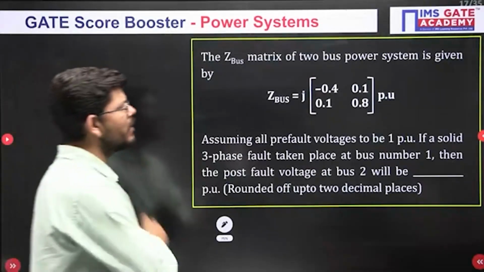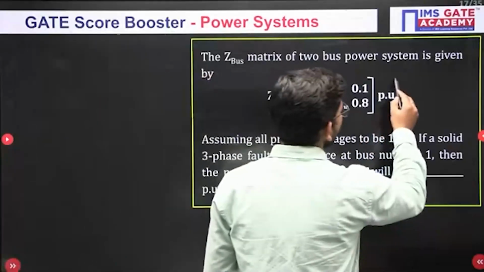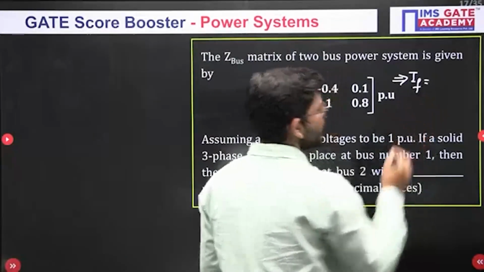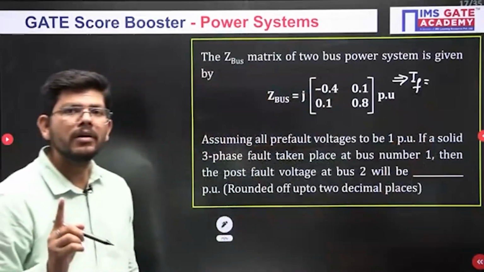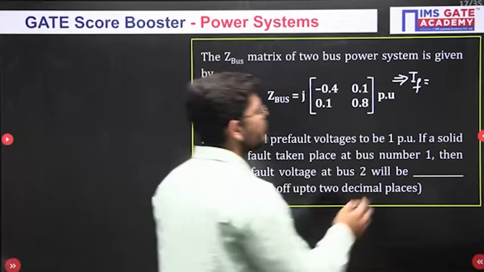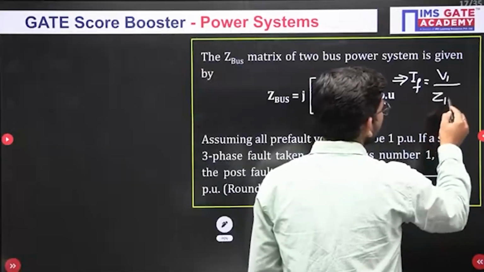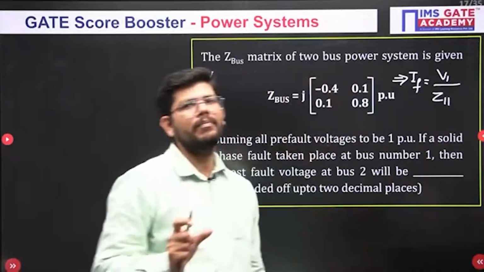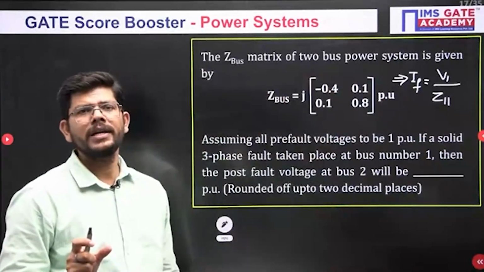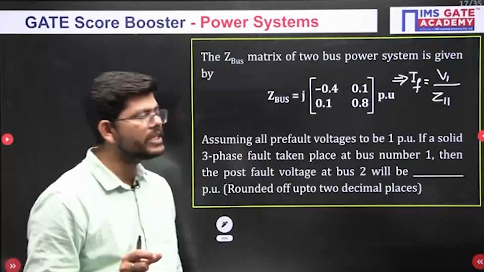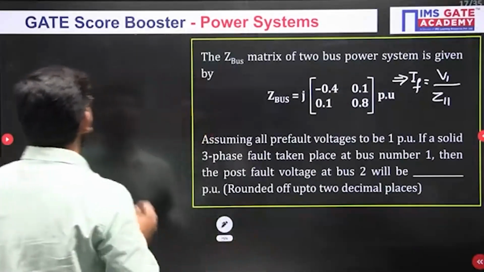In these kinds of questions, first of all, just calculate the fault current. The fault is happening at bus number 1, so use the bus number 1 pre-fault voltage and bus number 1 self impedance. So it will be Z11. What will be the value?